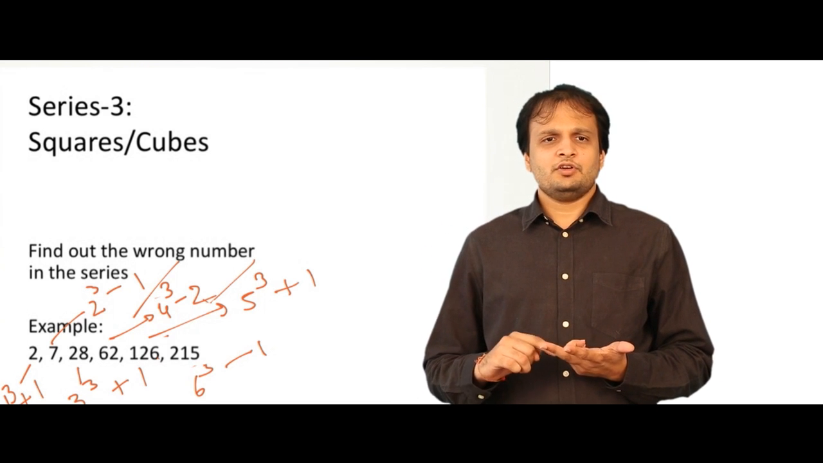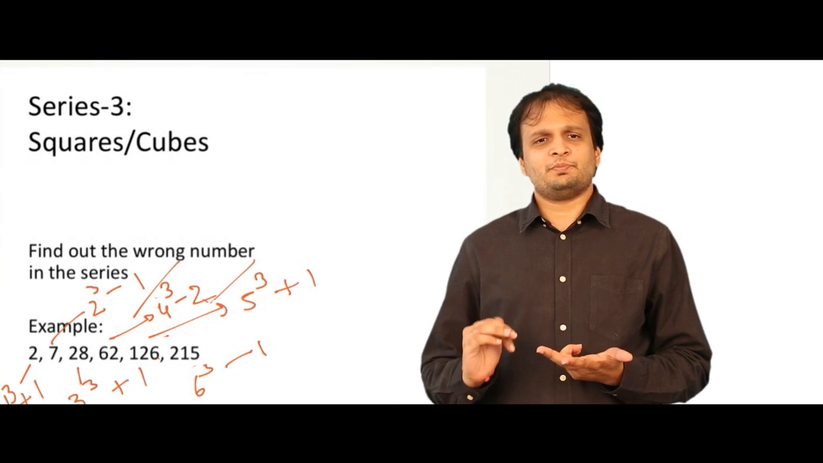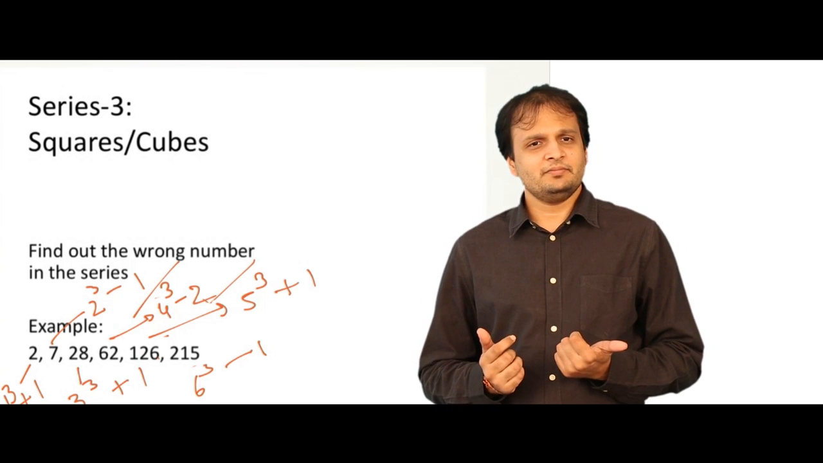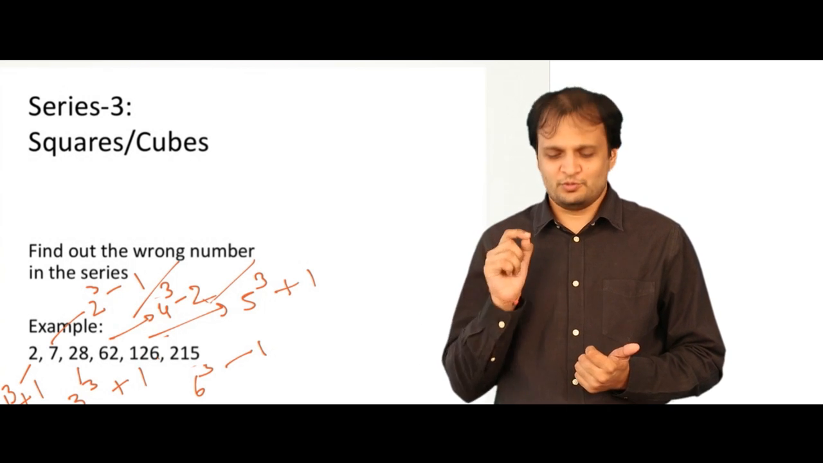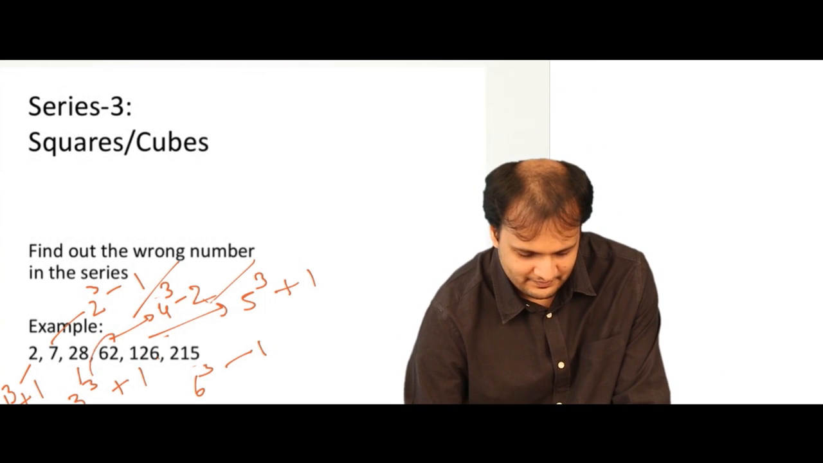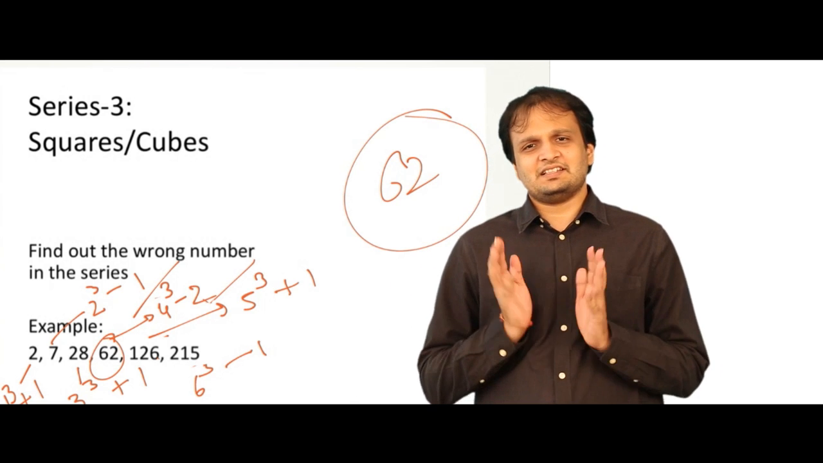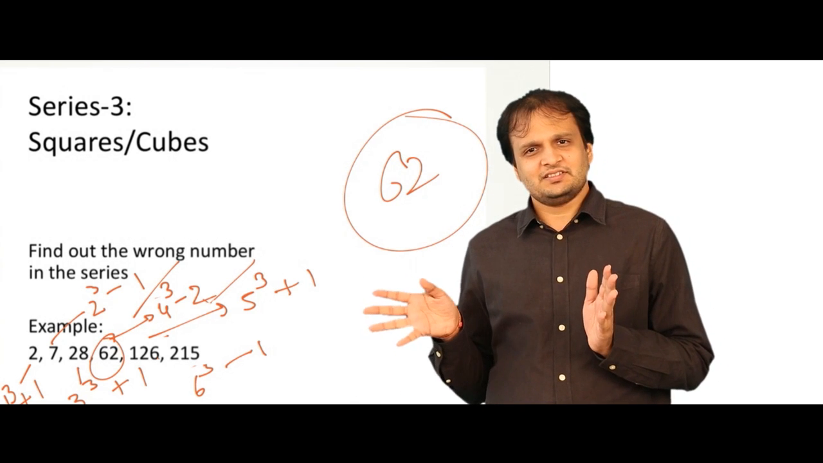3 cube plus 1, 4 cube minus 1, 5 cube plus 1, 6 cube minus 1. This would have been right. Where is the problem? There is a 4 cube minus 2. This is the problem. So this number 62 is the answer because it's the wrong number in the series. Have you understood this? Right?